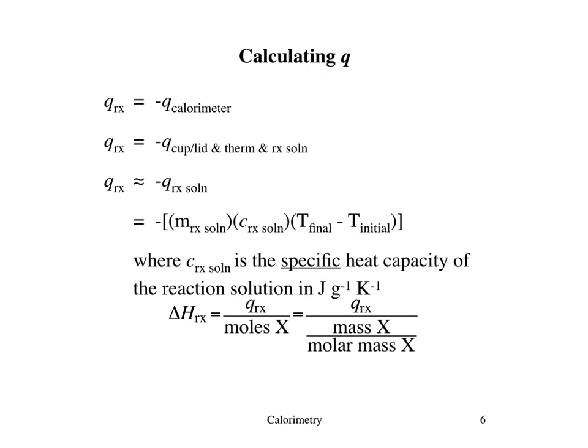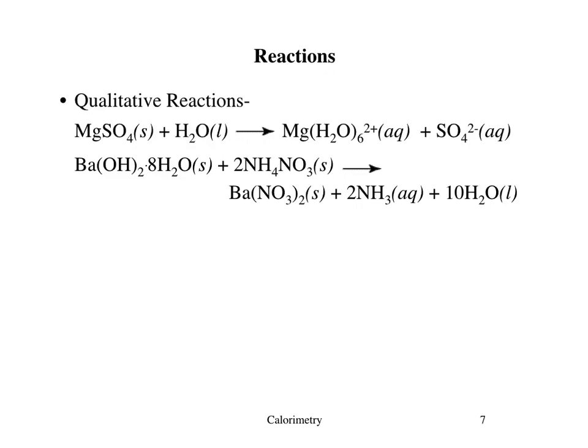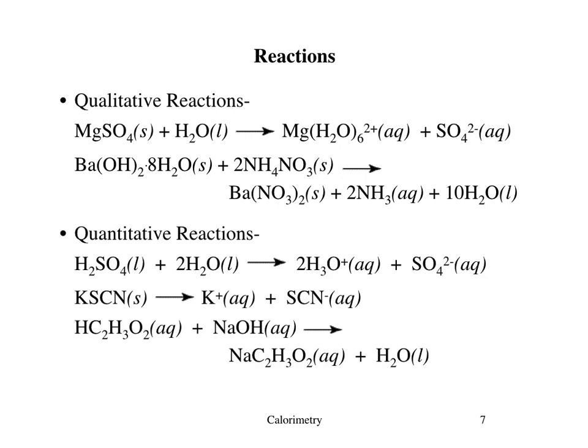The value of Q is based on the mass of the limiting reagent consumed in the reaction. Q is then converted into delta H, which is the heat change per mole of limiting reagent. The qualitative reactions in this experiment simply involve determining if the reaction is exo or endothermic and drawing the accompanying energy diagram. The quantitative reactions also require that Q and delta H be calculated for these reactions.